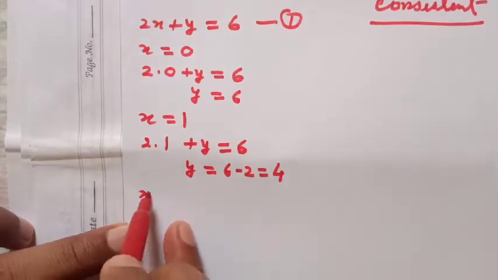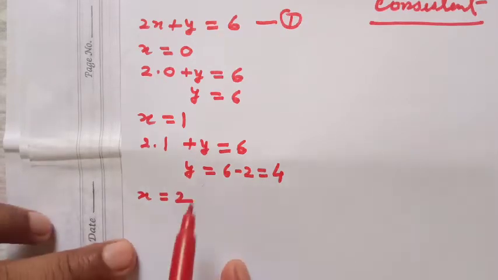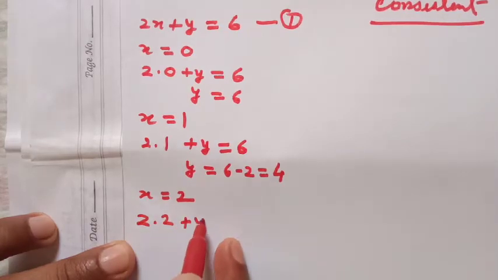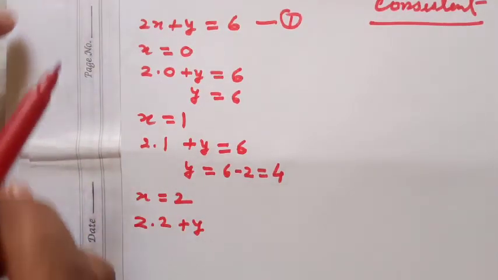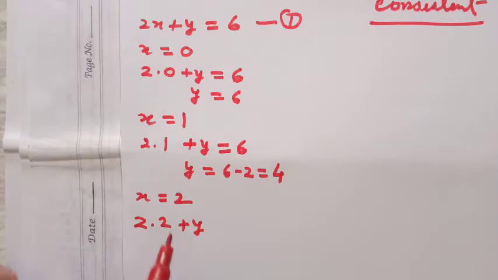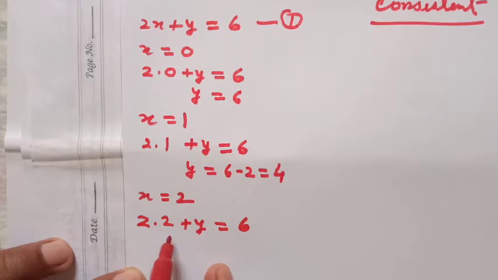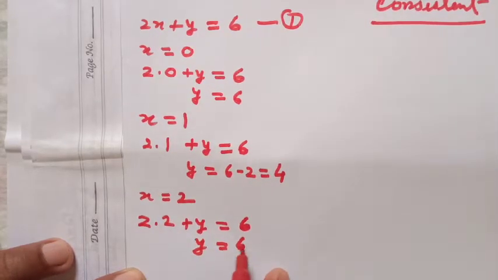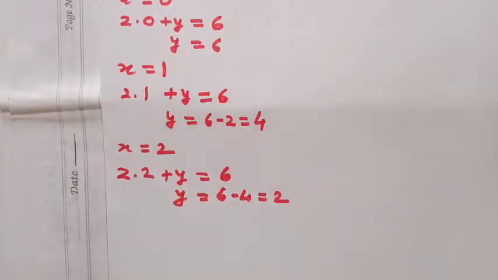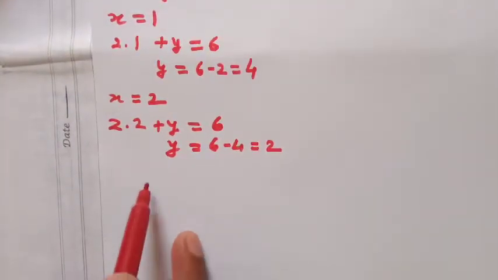Now come on, x is equal to 2. At least 3 coordinates we should get. So put the value in the equation: 2 into 2 plus y. Why 2 into 2? Because this is 2 into x, and the value of x here is 2. We are substituting. 2 into 2 plus y is equal to 6. So 2 twos are 4, 4 plus y is equal to 6. So y is equal to 6 minus 4. You should transpose and shift to the RHS side, so the value will be 2. Clear? Now we got the 3 coordinates for each variable.